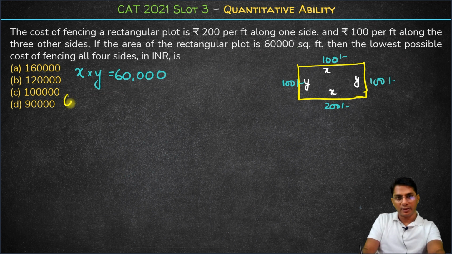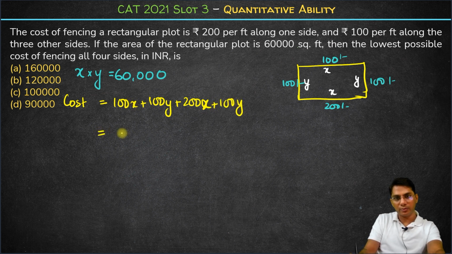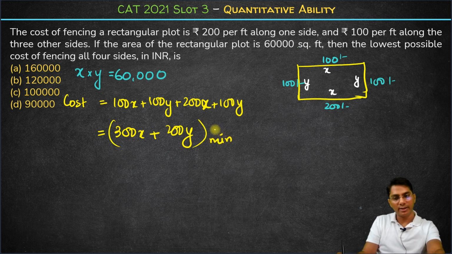Let's look at it. Now cost of fencing will be 100 into x for this side, 100 into y, 200 into x and 100 into y. So 100 into x plus 100 into y plus 200 into x plus 100 into y. So the cost of fencing comes out to be 100x plus 200x is 300x plus 100y plus 100y is 200y. Now we have to calculate the minimum possible value of this expression, correct?